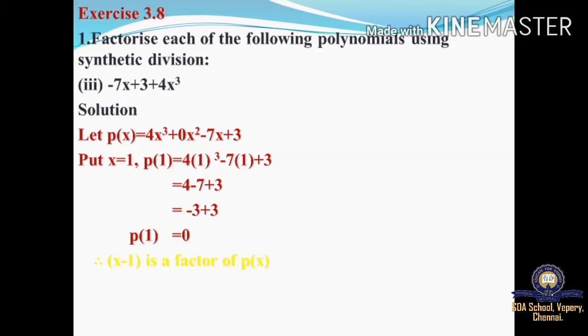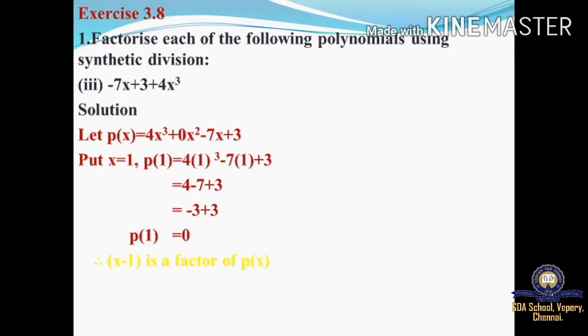What do I mean by trial and error? It means first I will try with 1. If I don't get, I will move on to minus 1, then 2, then minus 2, then 3 and so on. Do you understand? This is the meaning of trial and error method. Now let us put x equals to 1. Wherever x is, I have to replace x by 1. Get it, students? So the given polynomial p of x will become p of 1 equal to, wherever x is, replace it with 1. 4 into 1 cube minus 7 into 1 plus 3. 4 into 1 cube, 1 to any power is 1 only, right? So 4 into 1 is 4 minus 7 plus 3. I will get the answer as 0.